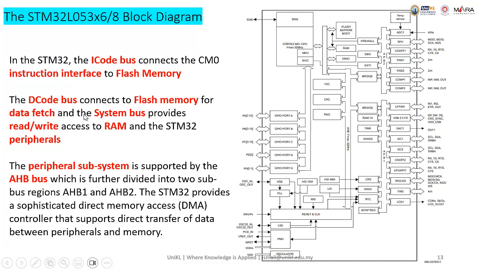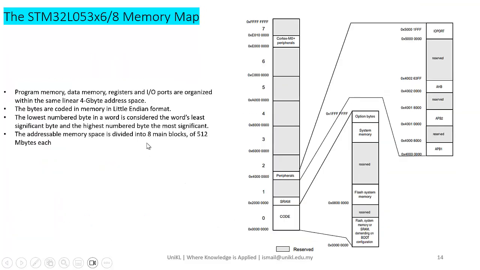And the system bus provides read and write access to RAM, read and write access to this control, right? Control, just like the previous processor. This one we call control, and the STM32 peripherals. Okay, so this is the memory map for the processor. Here you can see flash memory, flash system memory, or SRAM, depending on the configuration. This is SRAM, static RAM. You choose static RAM, not dynamic RAM.